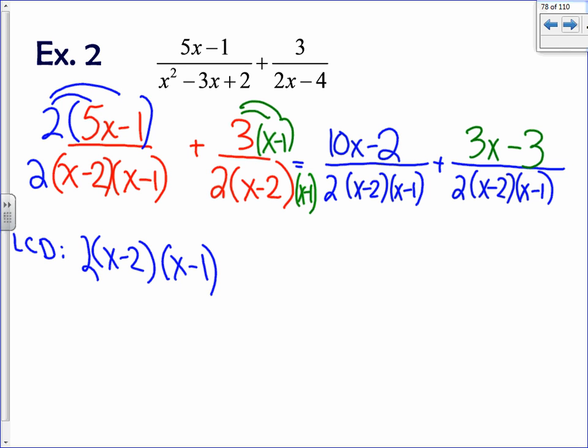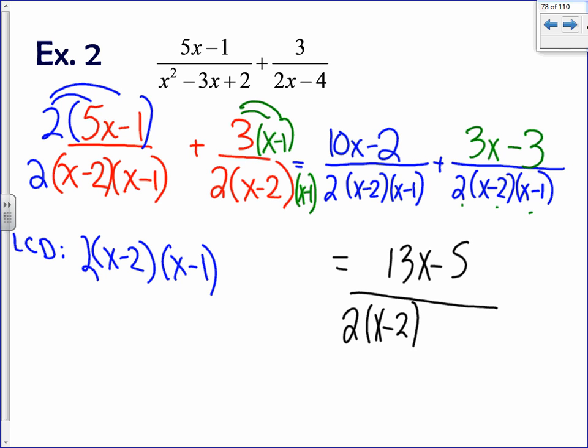That is my LCD. So it matches 2 times x minus 2 times x minus 1. Now, when you go to add the fractions, you combine the numerators, combining like terms, you're adding. So you get 13x minus 5 over my LCD, 2 times x minus 2 times x minus 1.